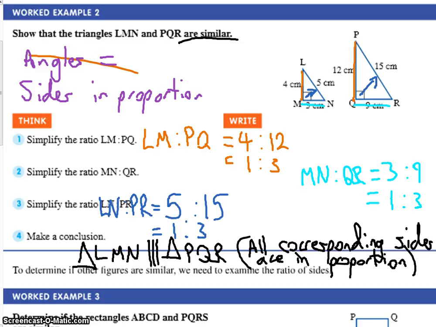A lot of the times these will be like 2 or 3 mark questions, and almost inevitably one of the marks will be for that thing in brackets. Okay? It is very important that you are able to state why they are similar. Everyone happy with that?